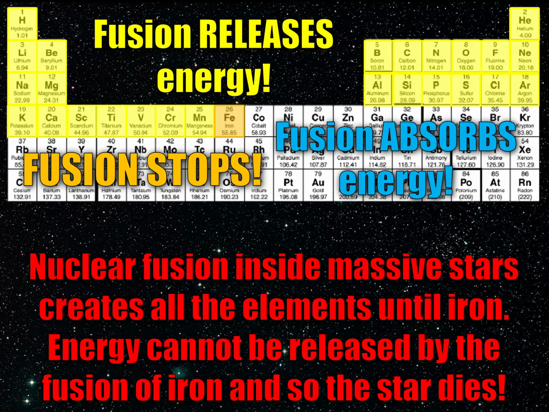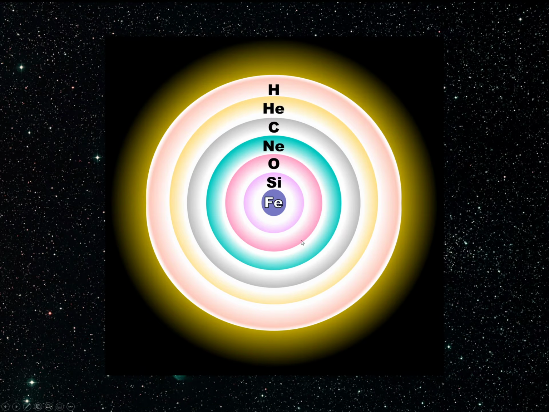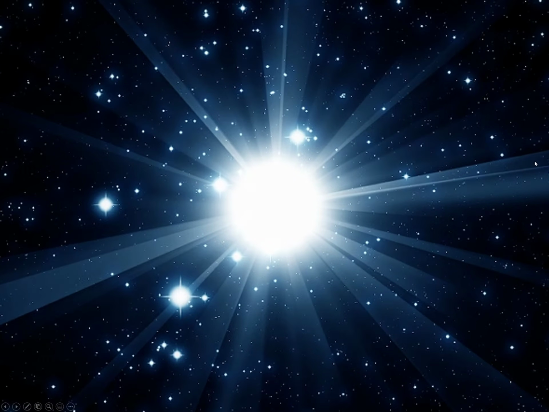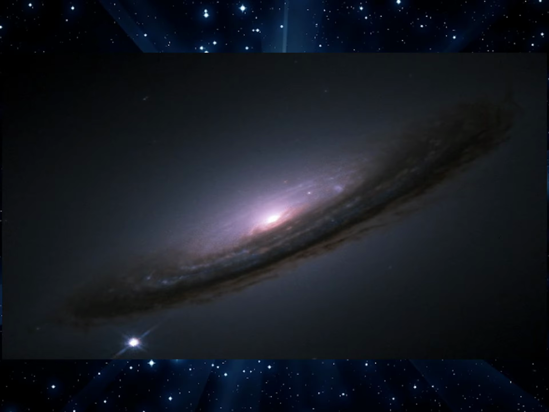So nuclear fusion inside massive stars creates all the elements up until iron. Energy can't be released by the fusion of iron, and so the star dies. Once the core builds up enough iron, the star will actually collapse. There won't be enough outward pressure from the fusion because iron absorbs energy, and the whole star will just start collapsing down. As it collapses, it ends up bouncing off the iron core, and then everything that was once rushing inward bounces off the core and explodes outward in what's called a supernova explosion.